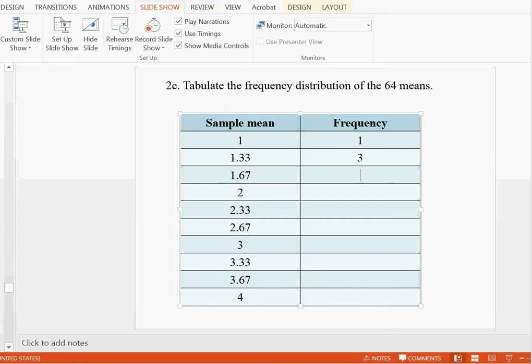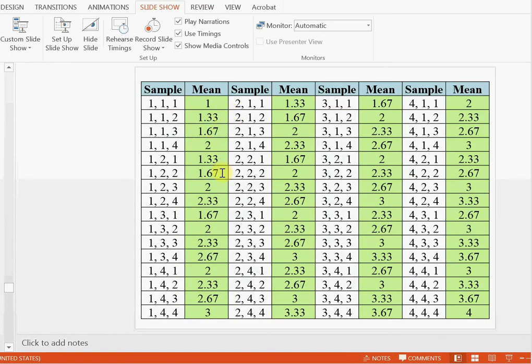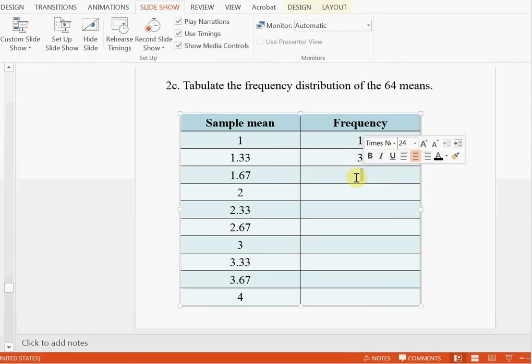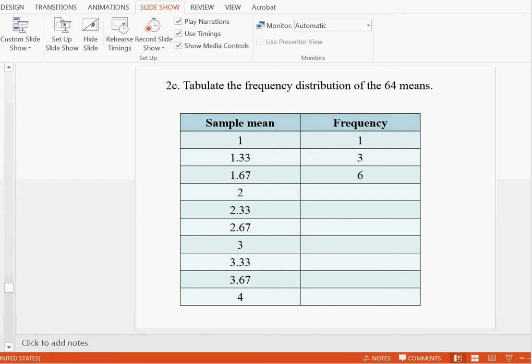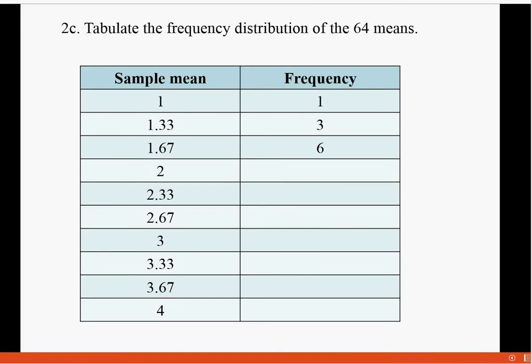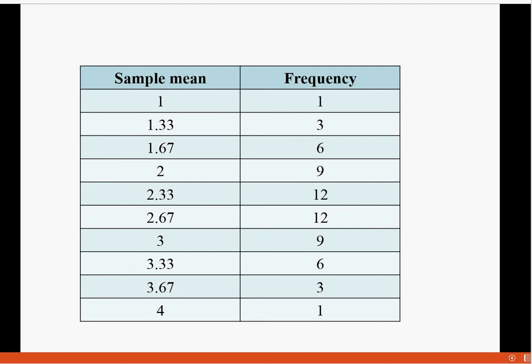1.67, let's go back to count again. 1 time, 2, 3, 4, 5, 6. 1.67 occurred 6 times. So you just do this. You can do this at home yourself too, until you count all the frequencies for all the different sample means. In the end, you should obtain something like this, and that gives you the frequencies for the sample mean distribution. So we tabulate the sample mean frequency distribution.